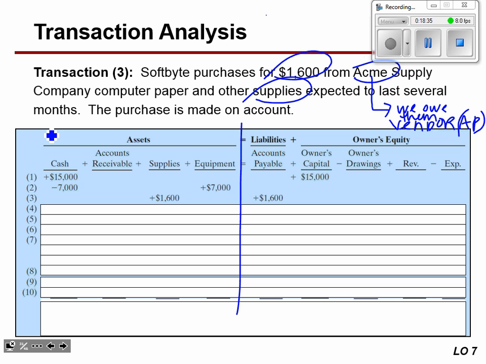I always think of liabilities as a bad thing. Like, oh, we owe someone money. And so a plus to liabilities is now we owe someone more money. And negative seems kind of bad, right? Like, oh, negative. Well, eventually, a negative under liabilities is good because that means we're paying our bill.